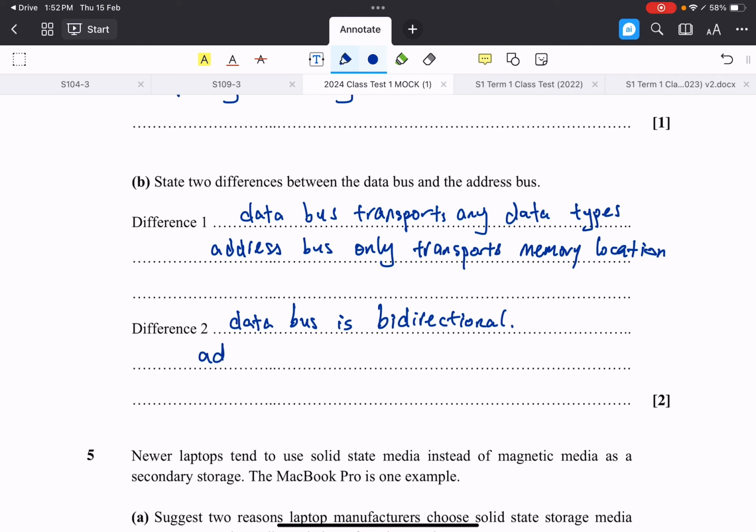Whereas the address bus, let's write it properly, is unidirectional. So it only goes in one direction, right? So it goes, gets the location. Once you have the location, you go to memory, you retrieve the information, you don't need the address bus anymore. So it just goes one way, right? So that's some of the differences that you can write.